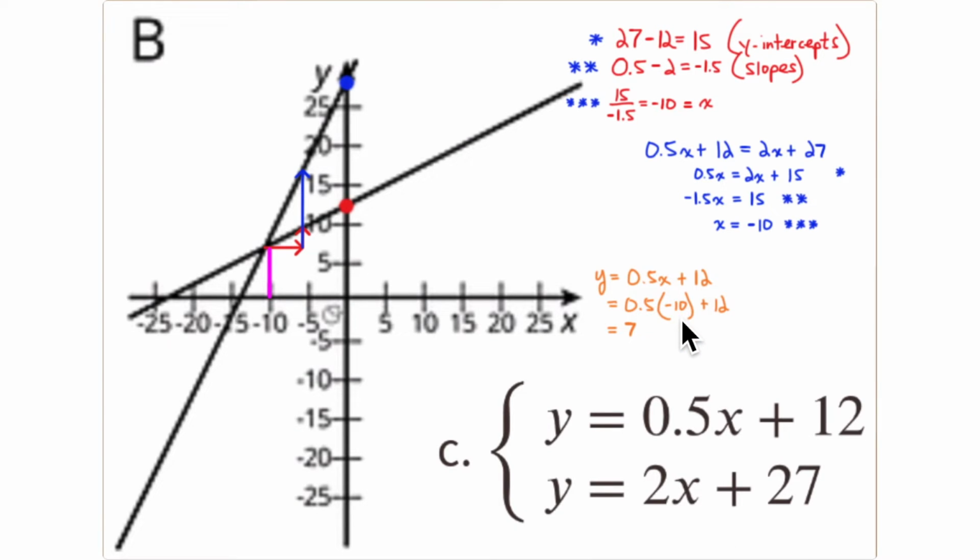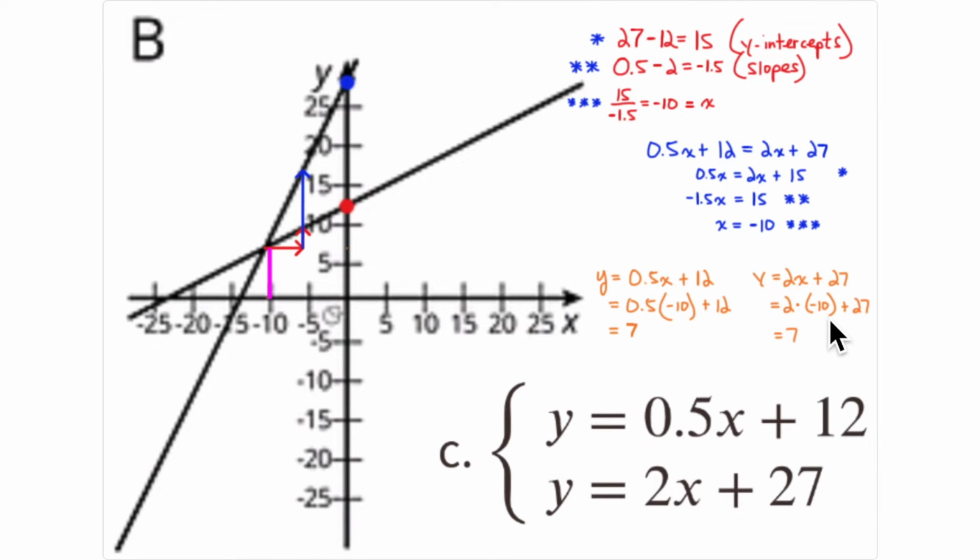Replace this x with -10. Half of -10 is -5. 12 plus -5, or 12 minus 5, is 7. Use the other equation. 2 times -10 is -20. -20 plus 27 is 7, or 27 minus 20 is 7.